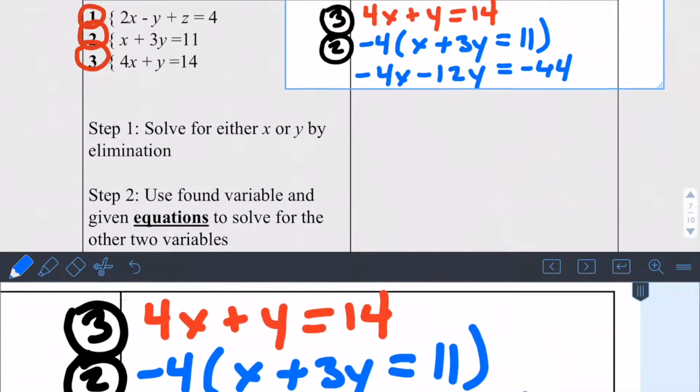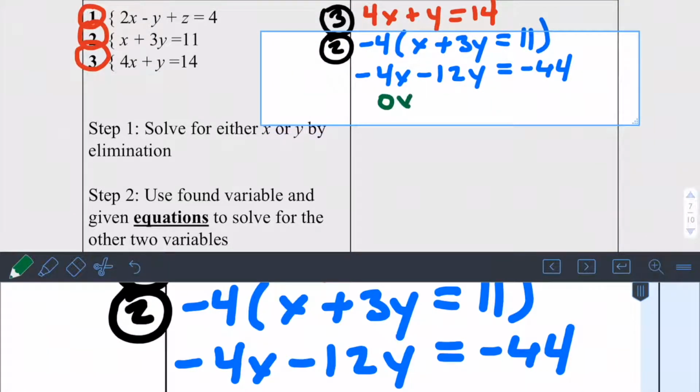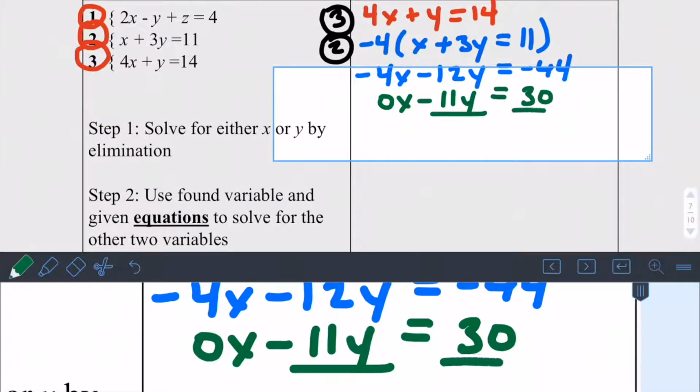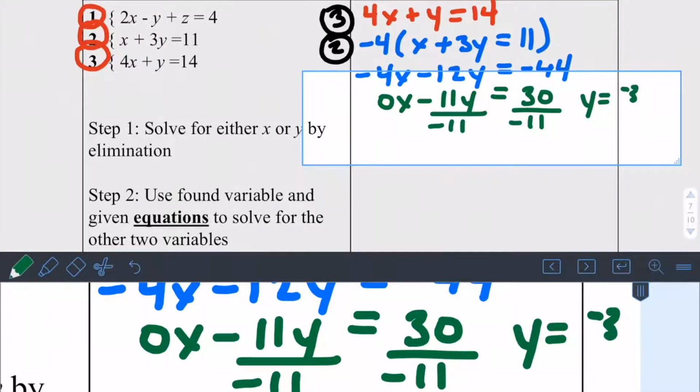So now when I add these two together, equation 3 and my new equation 2, I'm going to get 0x minus 11y equals 30. So I'm going to divide both sides by negative 11, and I'm going to get that y is equal to negative 30 over 11.